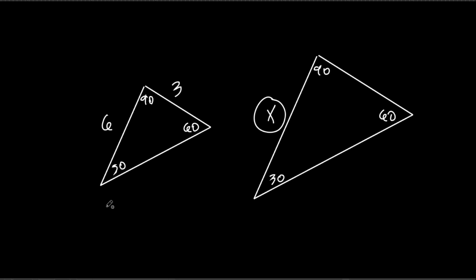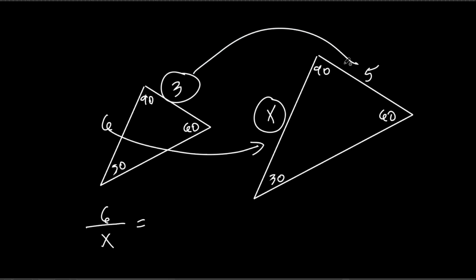I could take 6 and compare it to the side on the other triangle that corresponds to the 6. What side over here corresponds to the 6? Yeah, I'm missing something. Oh, I got to put a 5. I knew I was missing something. Okay, so what side compares with the 6 and x does? Let's set up a proportion. If I take the 6, compare it to the x, I'm going to take the 3 and compare it to the 5. Obviously, they're not equal to each other. I'm going to go 3 to 5, and now I can actually solve for x.